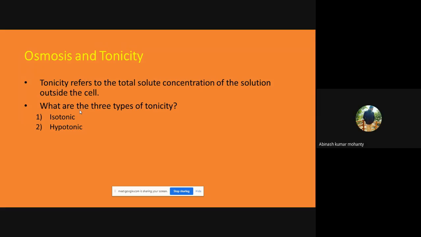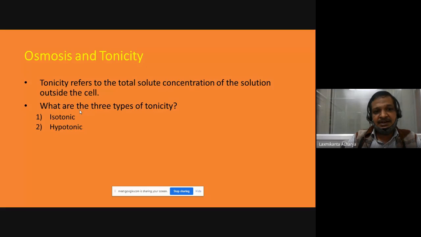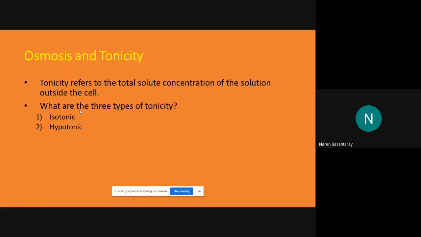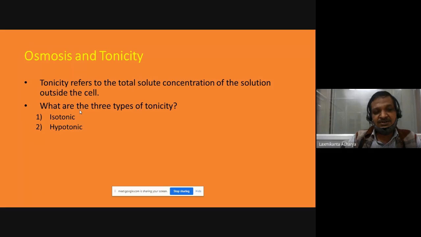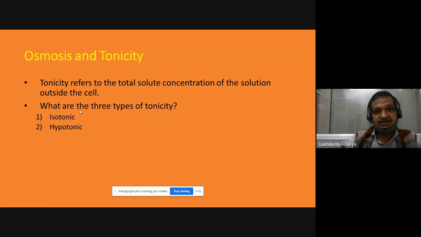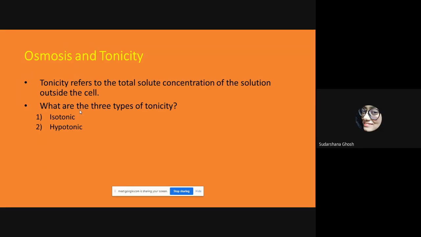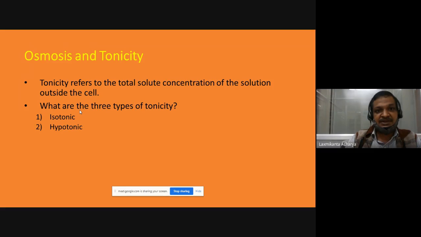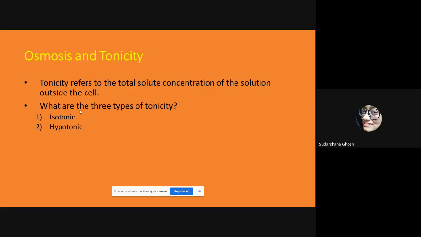What is an isotonic solution? What do you mean by isotonic solution? When the concentrations on both sides are equal, sir. One with equal concentration of solutes and solvent. Equal concentrations both inside the cell and outside the cell. That is fine. That is very good. What is your name? Sudarshana.